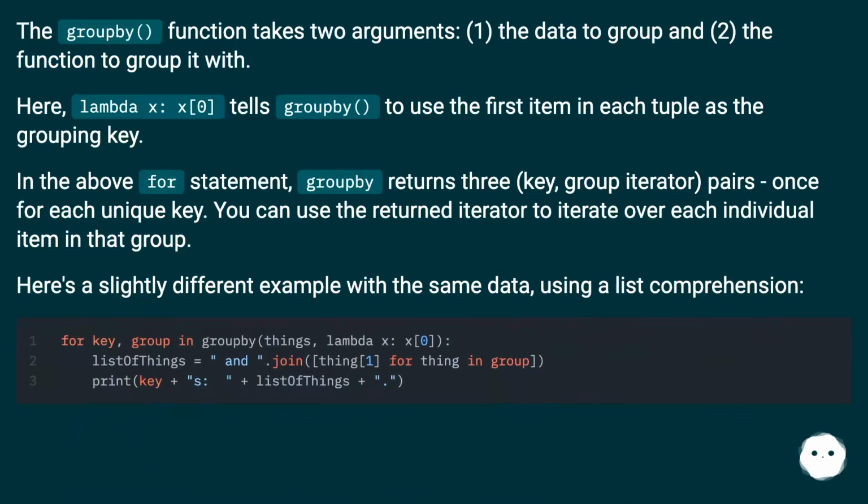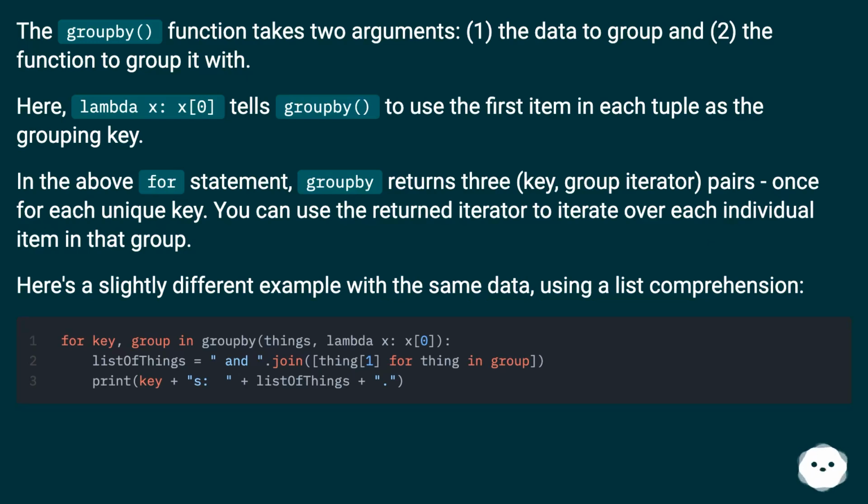The groupby function takes two arguments: one, the data to group, and two, the function to group it with. Here, lambda x: x[0] tells groupby to use the first item in each tuple as the grouping key. In the above for statement, groupby returns three key, group iterator pairs, once for each unique key. You can use the returned iterator to iterate over each individual item in that group.